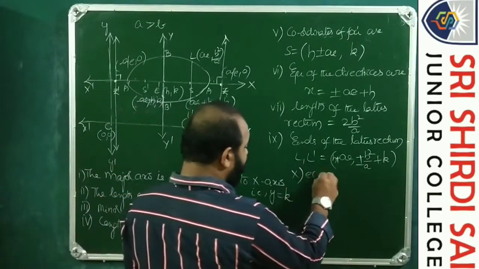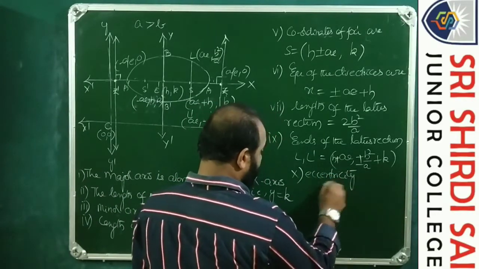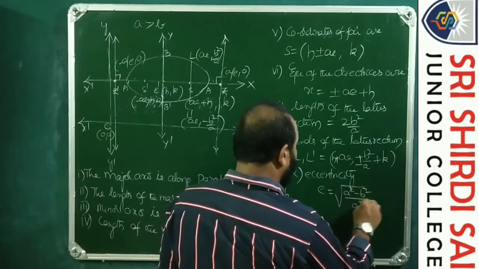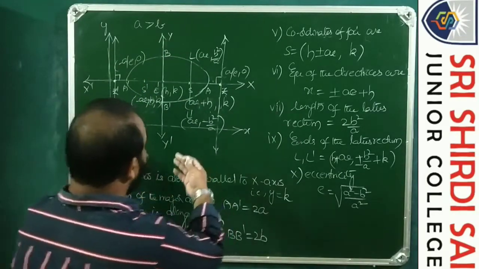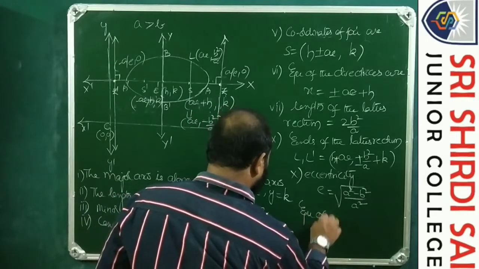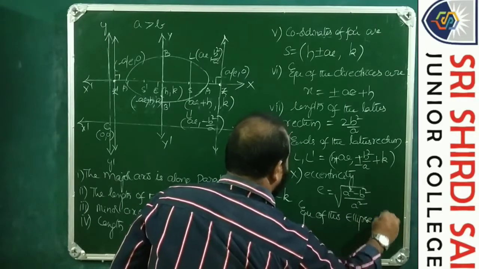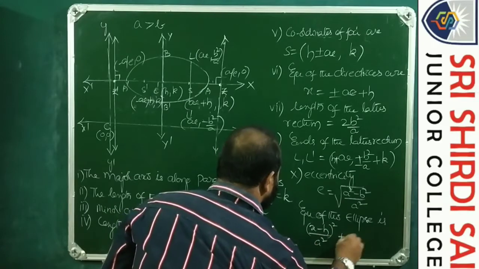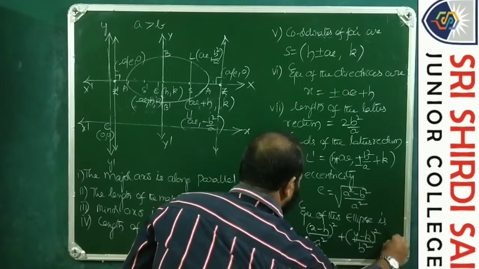And the eccentricity e is equal to square root of a square minus b square by a square, because a is greater than b in this case. And what is the equation of this ellipse? The equation of this ellipse is x minus h whole square by a square plus y minus k whole square by b square equals 1.